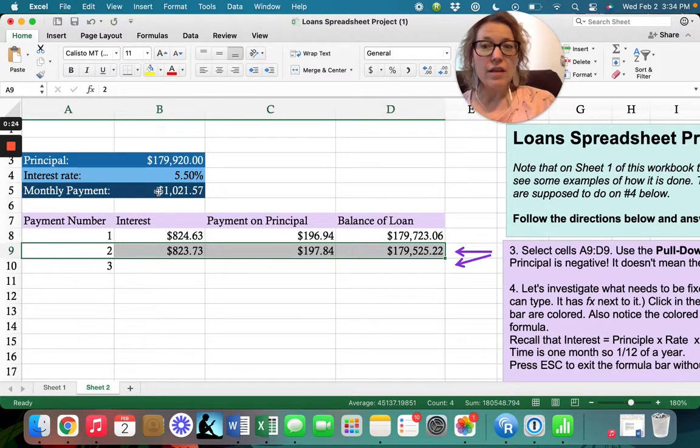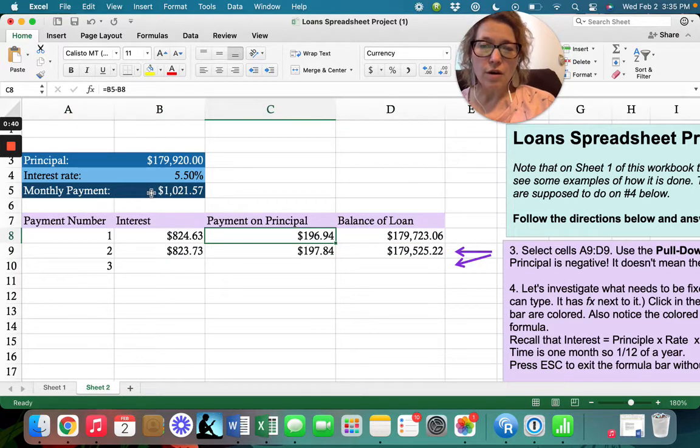Every month, first you have to pay whatever interest you owe that month. So out of this monthly payment, first all of the interest that's owed gets paid, and whatever's left is payment on the principal. So month one, this much was paid. This is how much interest was owed. So here's what's left. That's going toward reducing this principal amount. So after this payment on the principal is made, instead of it being $179,920, it's only $179,723 and 6 cents.